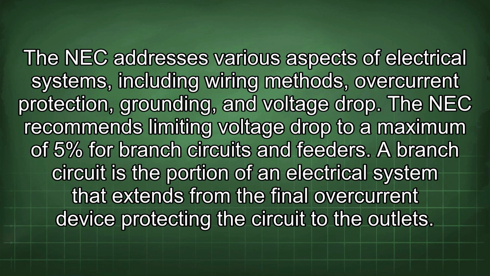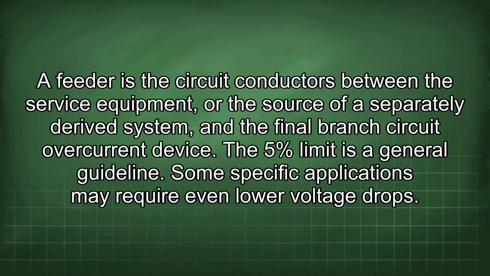A branch circuit is the portion of an electrical system that extends from the final overcurrent device protecting the circuit to the outlets. A feeder is the circuit conductors between the service equipment or the source of a separately derived system and the final branch circuit overcurrent device. The 5% limit is a general guideline. Some specific applications may require even lower voltage drops.